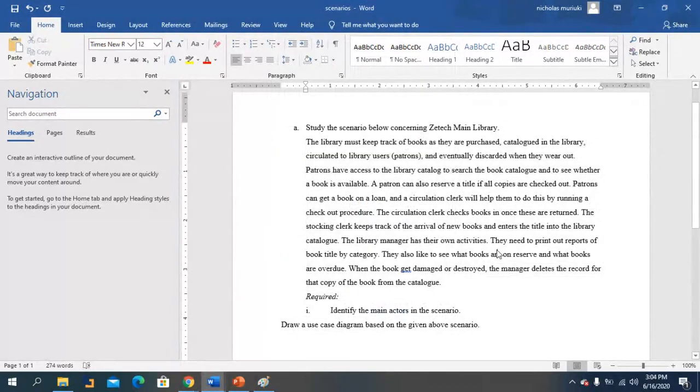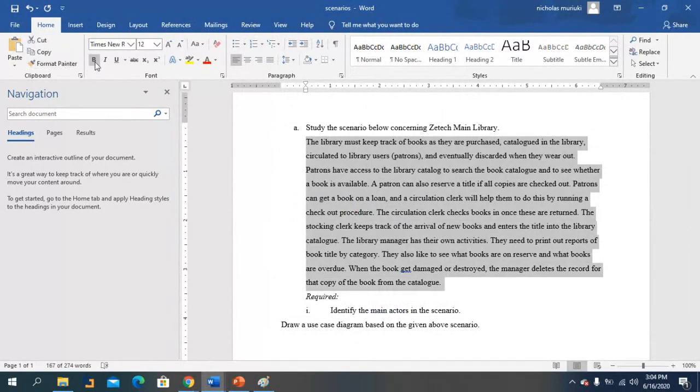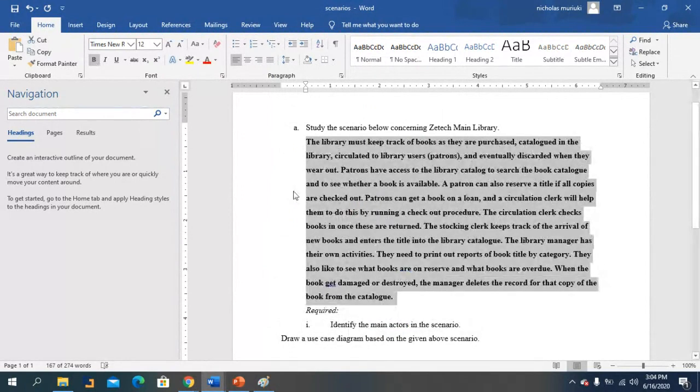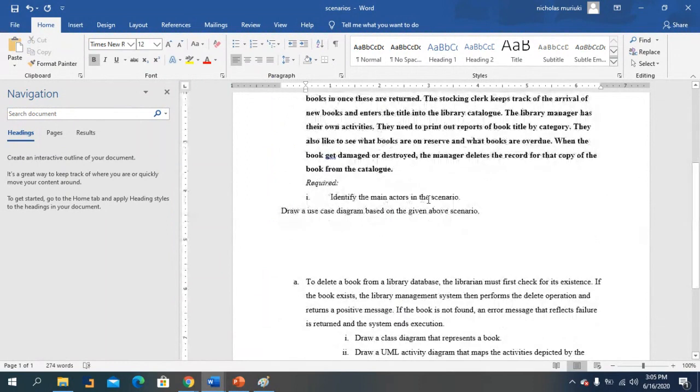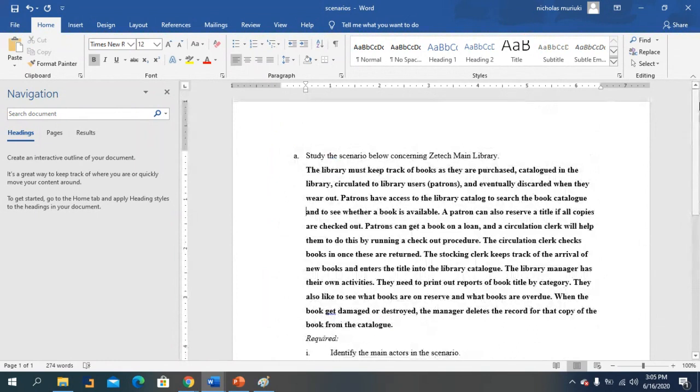So this is the scenario that we are having here. This is the standard scenario below concerning the ZTEC main library. Required: identify the main actors in the scenario. Draw a use case diagram based on the given scenario. And the scenario is this. So the first thing is to identify how many actors we have. That is the first thing.